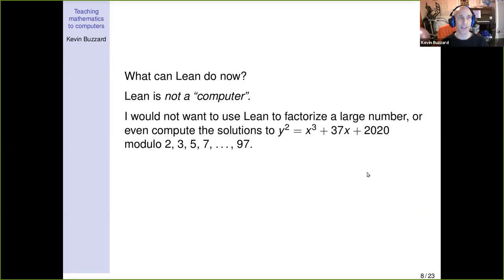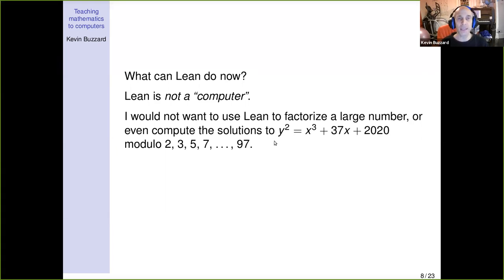You know, I'm a number theorist. I sometimes have to factor large numbers. That's a very common thing that shows up in cryptography, and in the basic number theory course. We think about factorizations, but I wouldn't want to use Lean to factorize a large number or to do the kind of things that Birch and Swinnerton-Dyer were doing in the 1960s, to even try and compute all the solutions to these equations. Lean was not designed to do computing. I mean, it is a computer program, but it wasn't designed to do numerical computations like this. It can do them, but it might do them quite slowly.